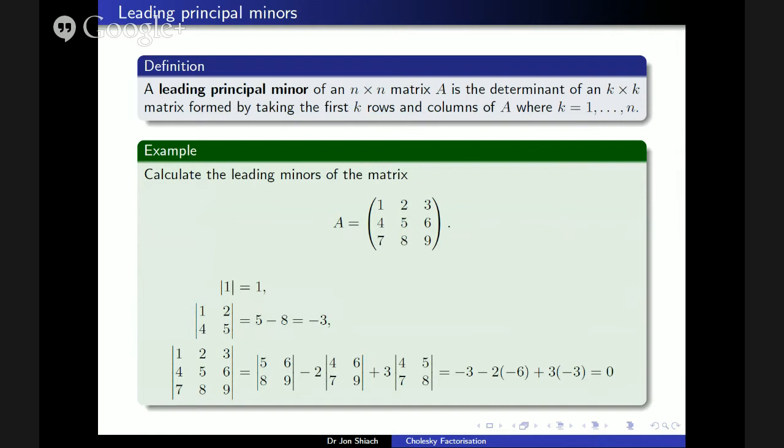So leading minors are determinants. They just take the first row, first column, so take the first k rows and first k columns, form a square matrix, calculate its determinant. That gives you the leading minors. Okay. Why would we need that?